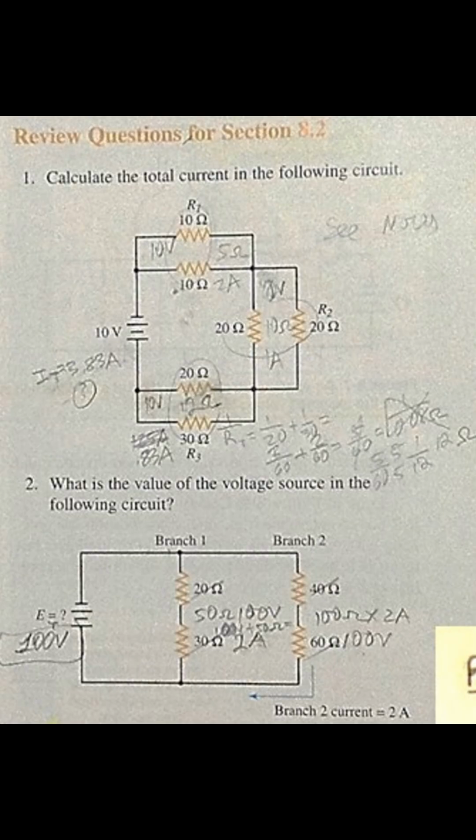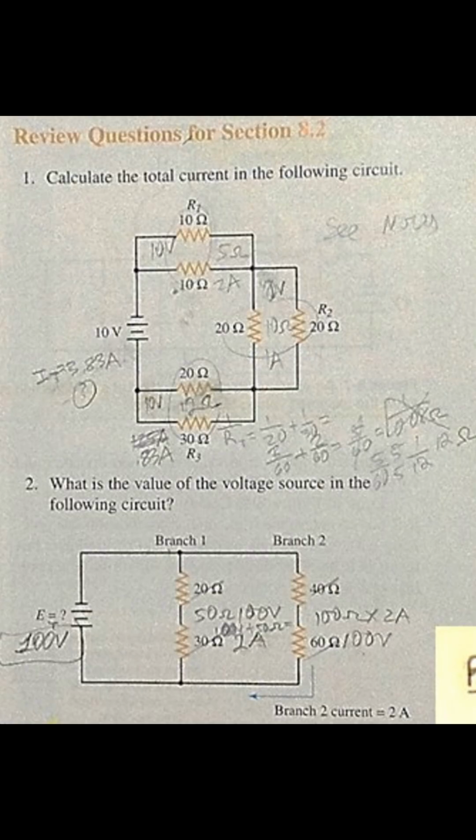Question number 2: what is the value of the voltage source in the following circuit? We're given a circuit without a voltage source, and we want to find out what that is. It's a two-branch circuit with two resistors on each of the branches of a parallel circuit. So we want to simplify each branch first. We have the resistance at branch 1 and the resistance at branch 2, and we want to know what those are.